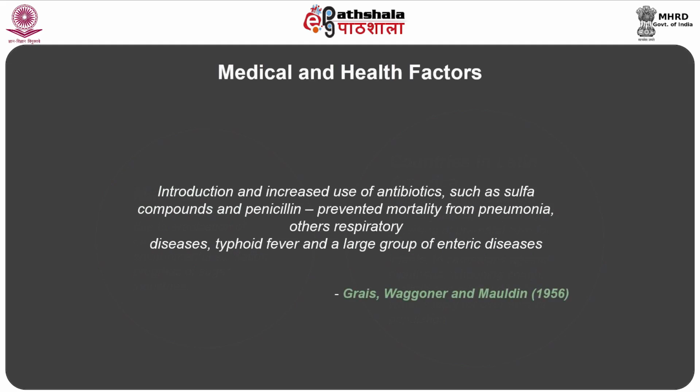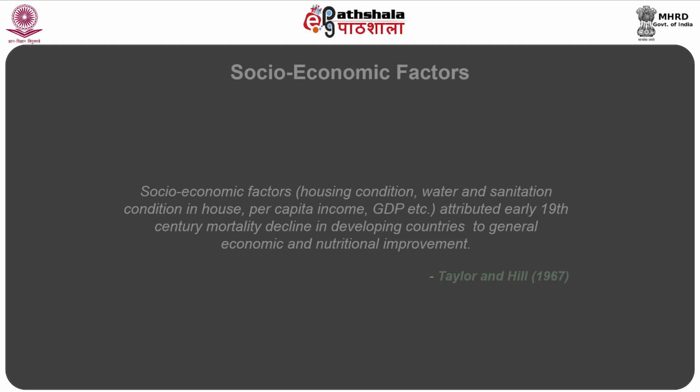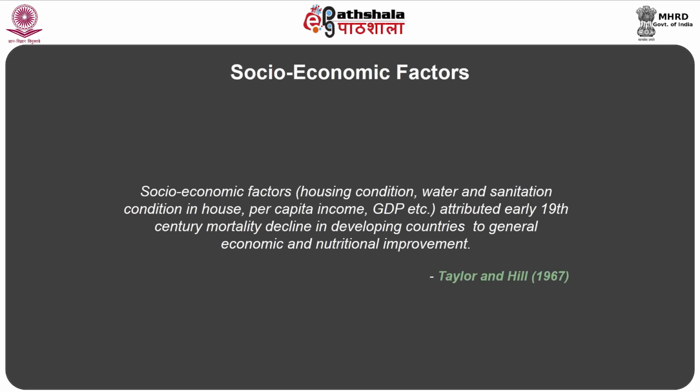It is very clear that the introduction and increased use of antibiotics such as sulfa compounds and penicillin are believed to have had a significant impact in preventing mortality, especially from diseases like pneumonia, other respiratory diseases, typhoid fever, and a large group of enteric diseases, as clearly brought out by authors like Grace, Wagner and Moldin way back in 1956. Besides these, there are broadly socio-economic factors which also have to be considered and require our attention.